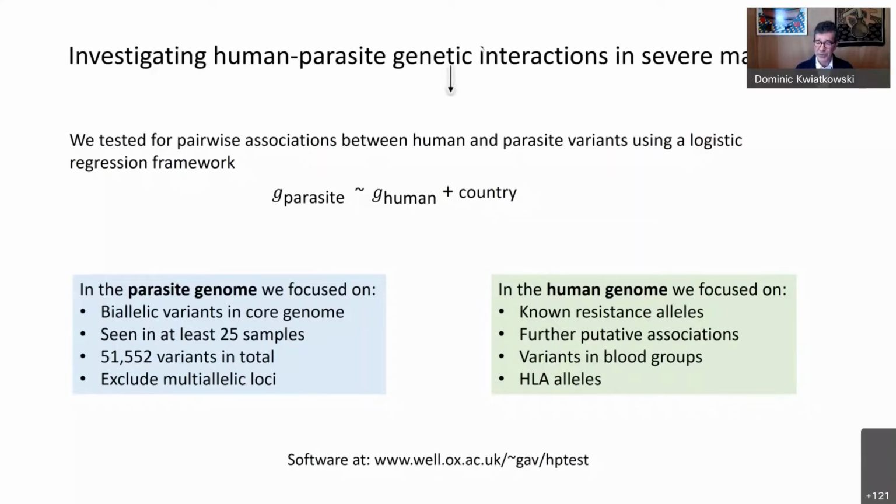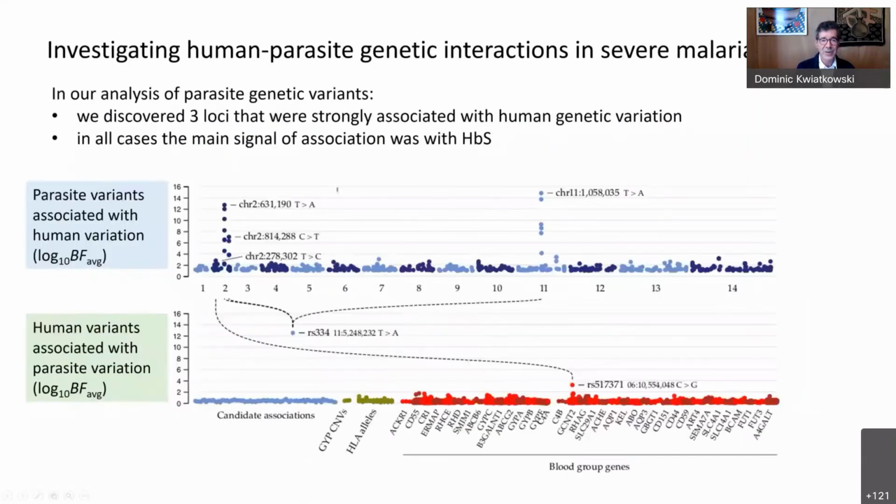In the human genome, we focused on the known malaria resistance alleles, some of which I've talked about, and several thousand other loci, including variants in blood cells, HLA alleles, and other putative genetic associations with malaria. Out of this, what we discovered was, this is a complex figure, but I'll give you the bottom line: we discovered 3 positions in the parasite genome that were strongly associated with human genetic variants. And in all of those 3 loci, the main thing they were associated with was the HbS genotype of the host.